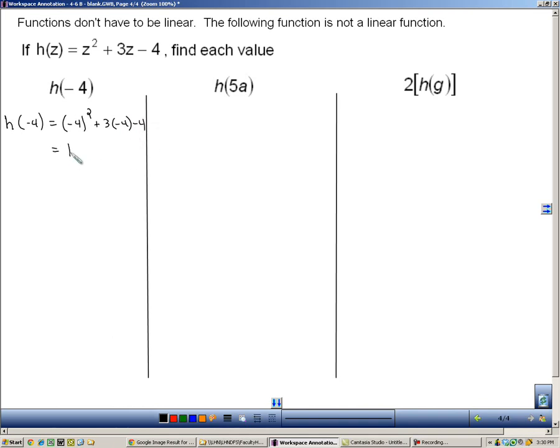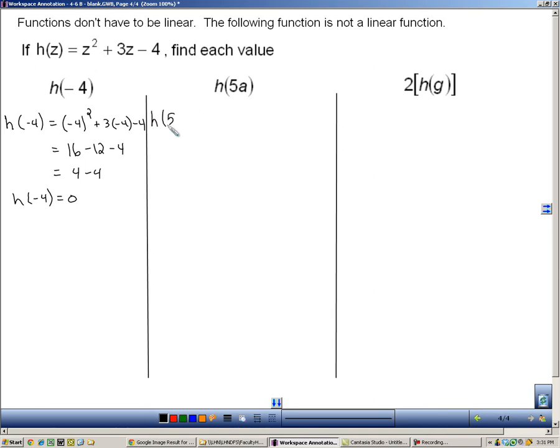Negative 4 squared is 16. 3 times negative 4 is negative 12. 16 minus 12 is 4, and 4 minus 4 is 0. So it turns out that h of negative 4 is a 0. When I plug a negative 4 into this equation, I get a 0.